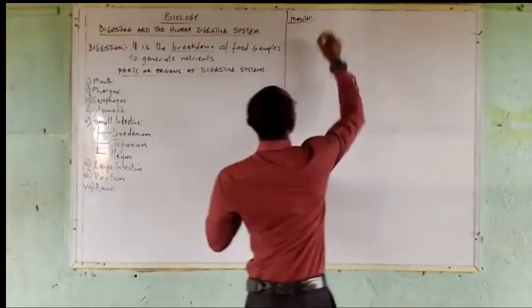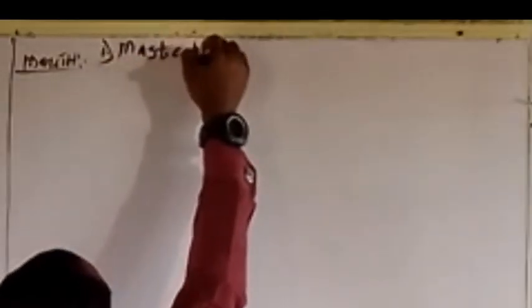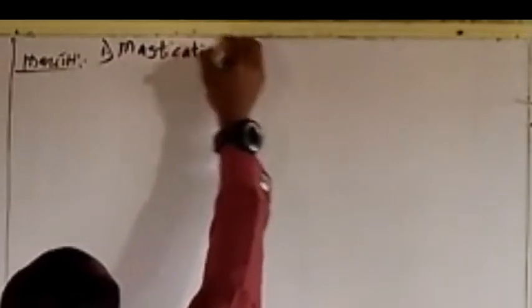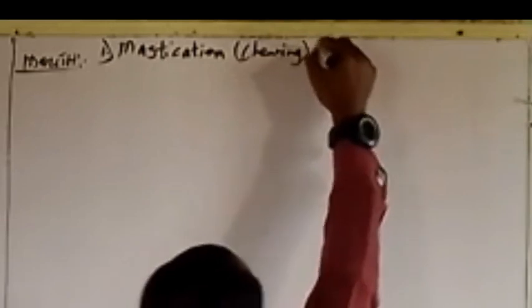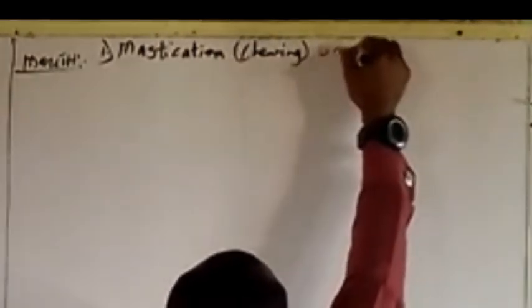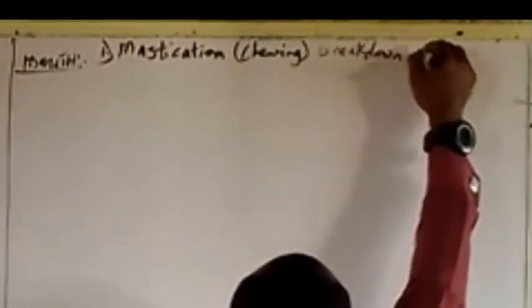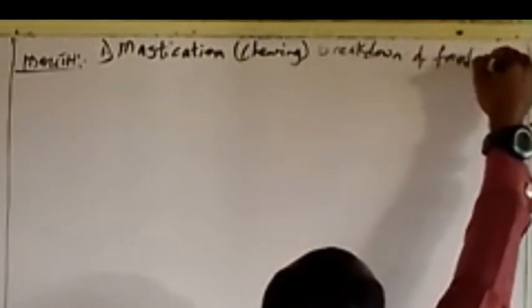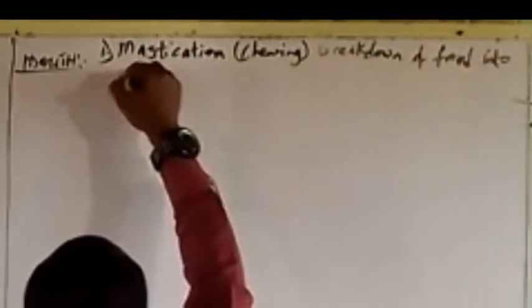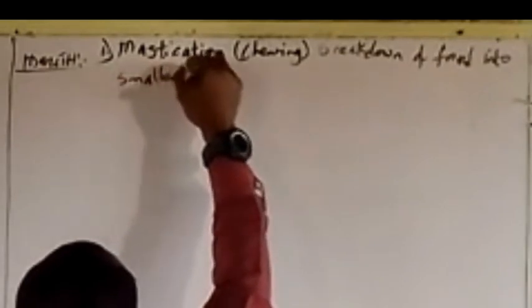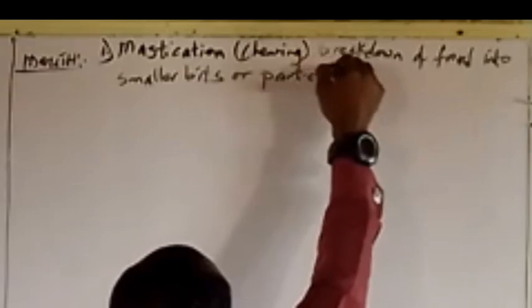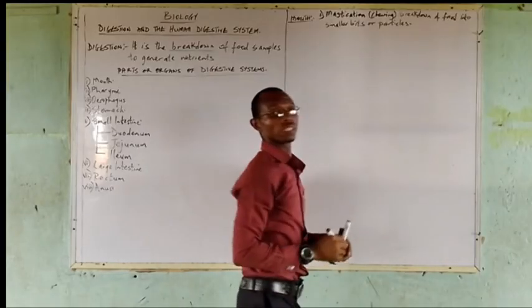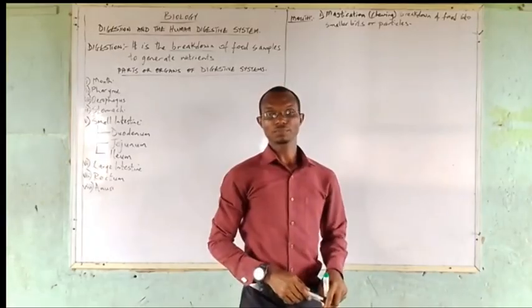So I said that in the mouth we have what is called mastication or chewing. That is breakdown of food into smaller bits or particles. That is the first thing that happens in the mouth.